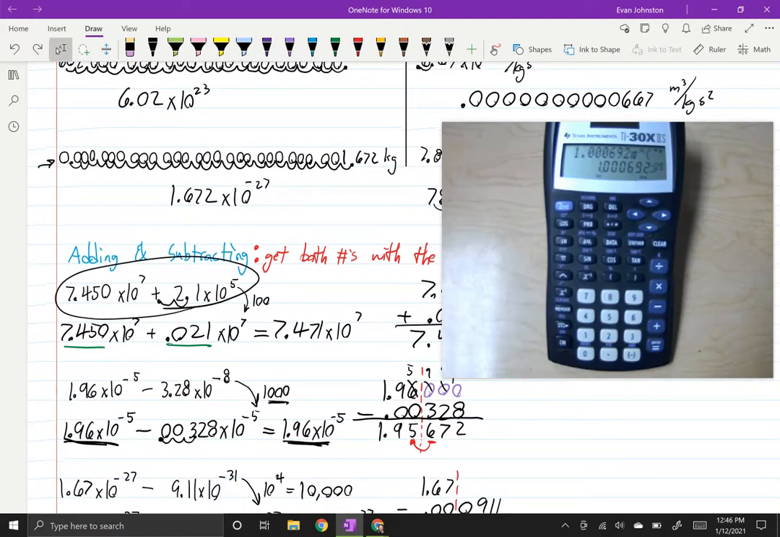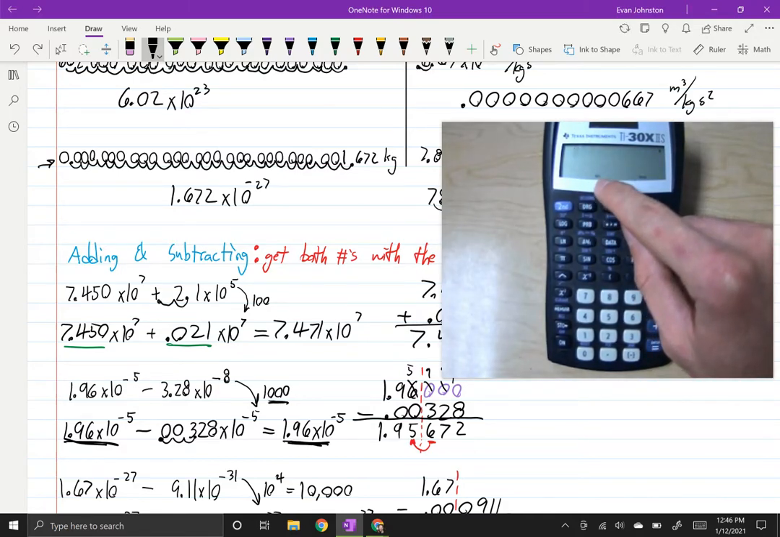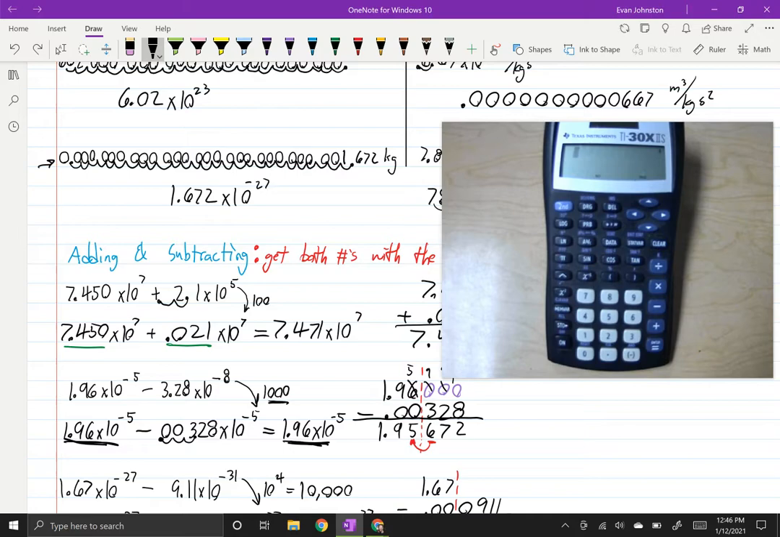Let's try this first one for the adding and subtracting. We did this: 7.450 times 10 to the 7th plus 2.1 times 10 to the 5th. Now, we don't even need to get the same power for them. We can just enter them in as is. And since we have it in scientific notation up here, that's what it says here, it'll just spit out the answer in scientific notation for us.